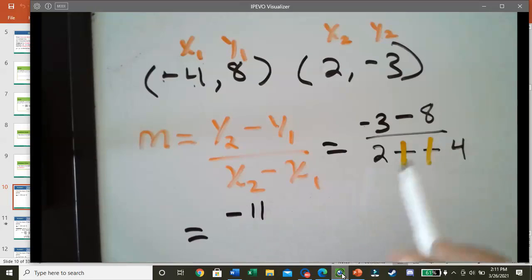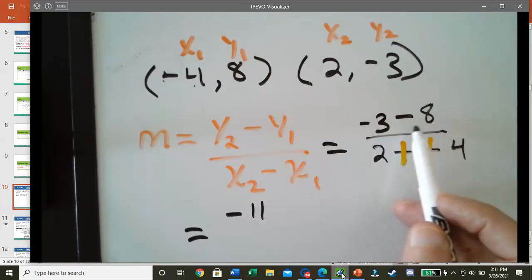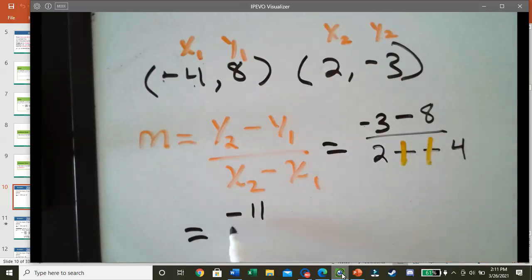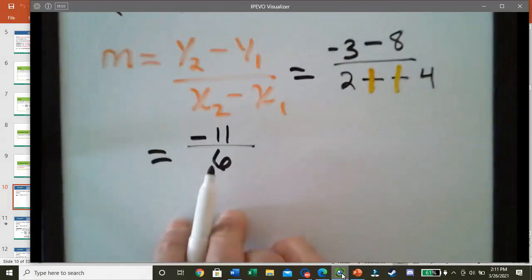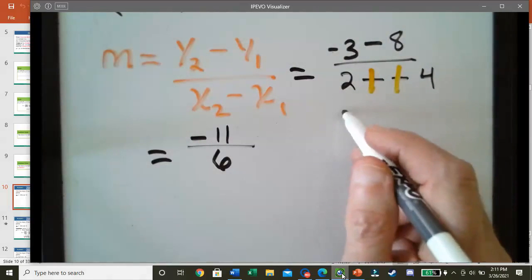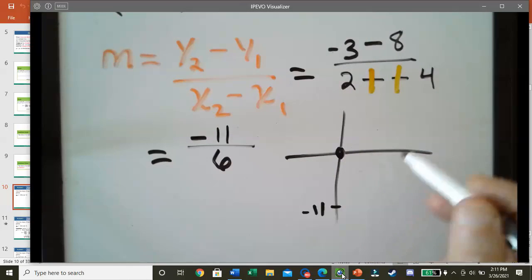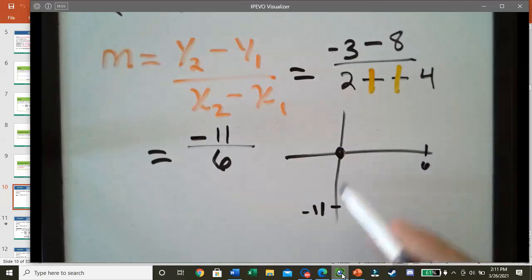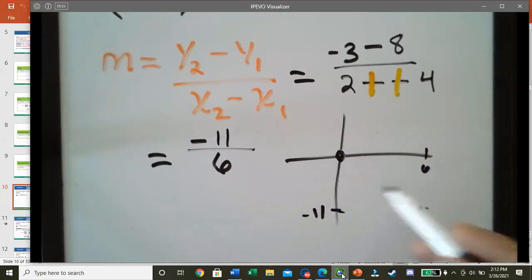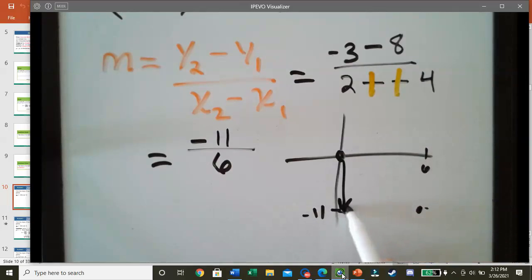Yeah, -11, right? If you dig 3 inches down, and then you dig another 8 inches down, you're 11 inches in the hole, right? So it's a -11 over 2 plus 4 is what? 6. So our slope is a -11 over 6, right? So in other words, if you're starting from 0, for example, you're going to go down 11 spaces and then across 6. So it's down 11 across 6, down 11 to the right.